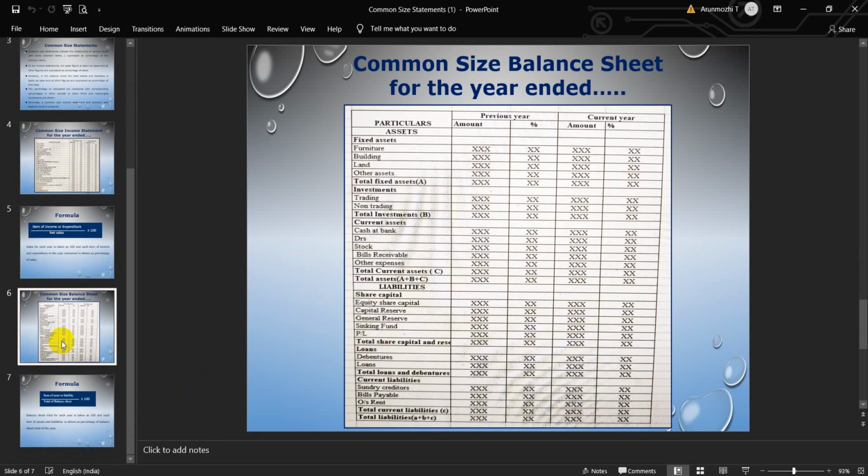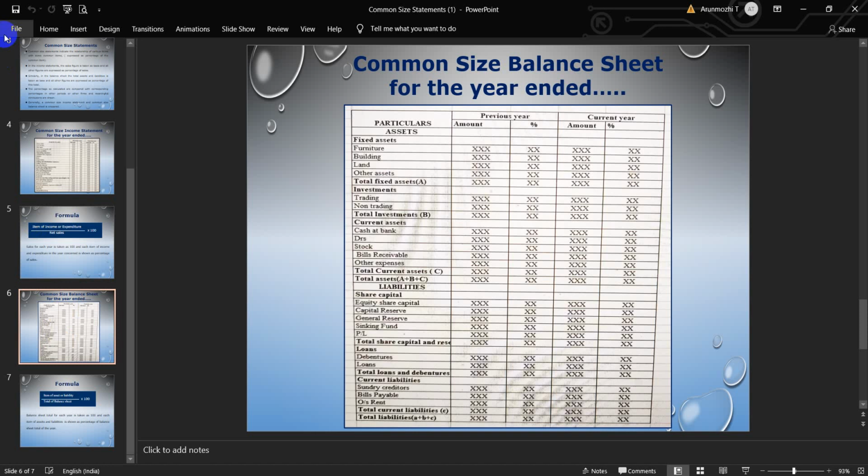Now, common size balance sheet for the year ended. For preparing common size balance sheet, the following procedures have to be observed. Either the total of the asset side or the total of the capital and liability side, as both are same, is to be taken as 100.